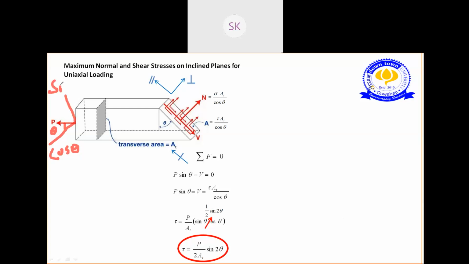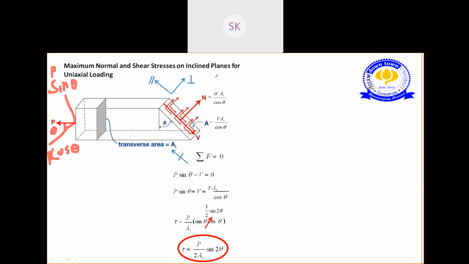This part is clear or not? Which one will be your cos theta and which one will be your sin theta? This part is clear? Hello? Yes, ma'am. Okay. So now, N is in perpendicular direction and cos theta is in perpendicular direction. P cos theta. So this is P now. So this will be your P cos theta. This will be your P sin theta.